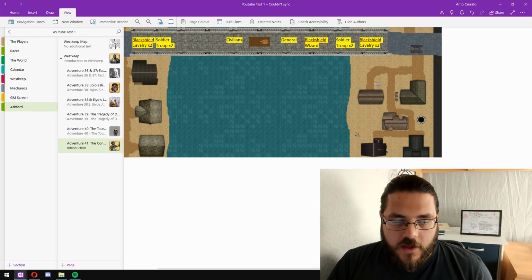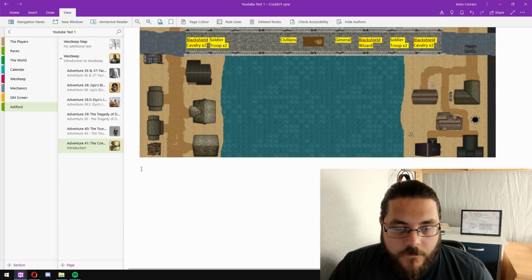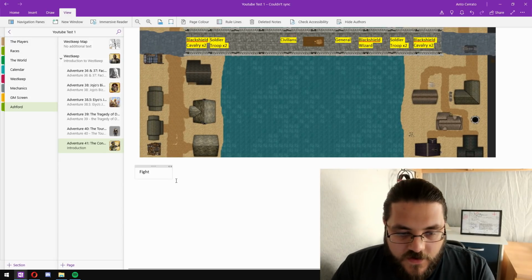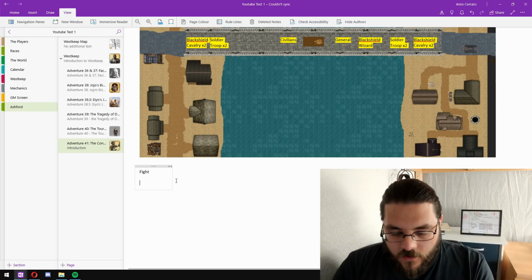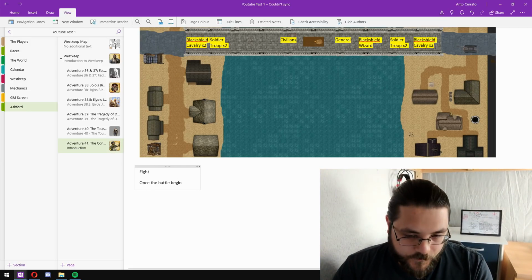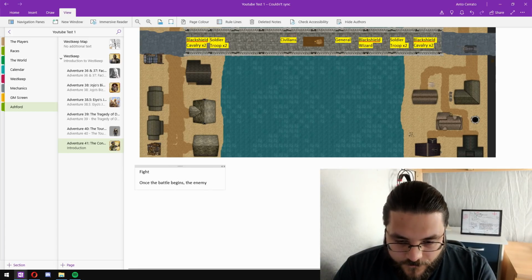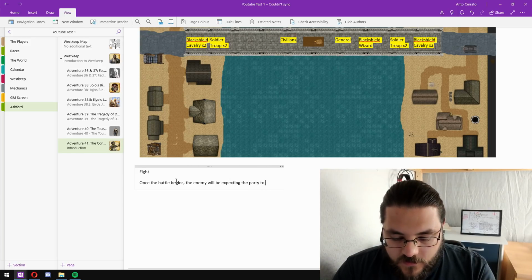So now what we'll do is plan out the fight itself. And I know that once the battle begins, the enemy will be expecting the party to blow up the bridge, because they've tried before.